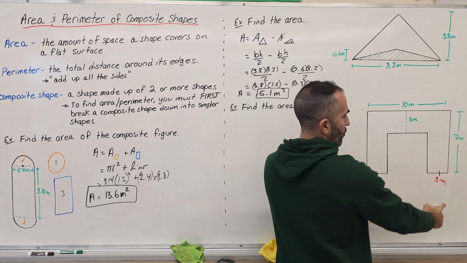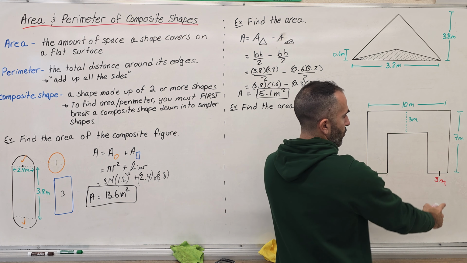Okay, now I want to find out these two sides. Well, if the whole thing is 7 and this is 3, then this also has to be 4. This is also 4. So these are all the same. I can do that if I want.